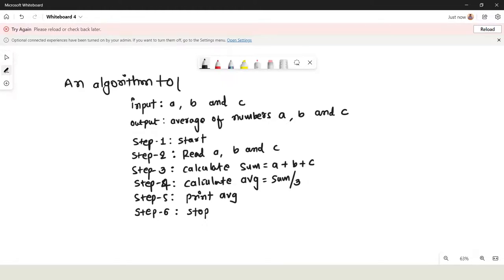to find the average of three numbers. It's very easy, right? If you have any doubt or if you have any suggestion for this algorithm, then you can write in the chat comment box below.